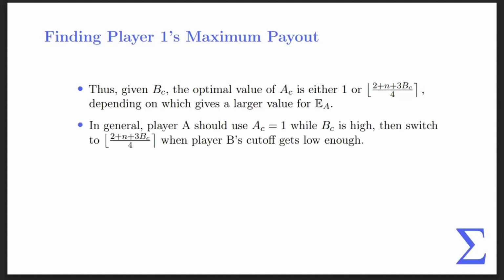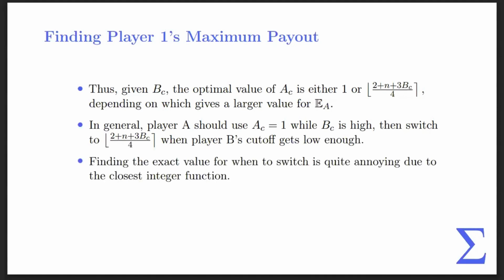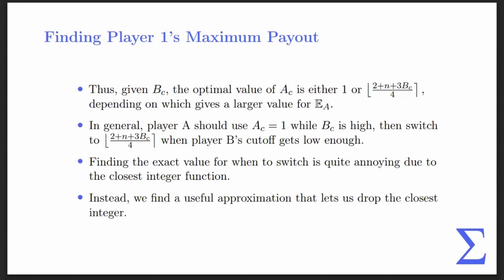But in general, as you saw from the level curves, player A should use a cutoff of 1 while player B's cutoff is high, and then eventually switch to 2 plus n plus 3b over 4, the closest integer to that, when player B's cutoff gets low enough. So like I said, finding the exact value of that switch is a little bit annoying. So instead, we're going to use an interesting approximation to drop this closest integer function.